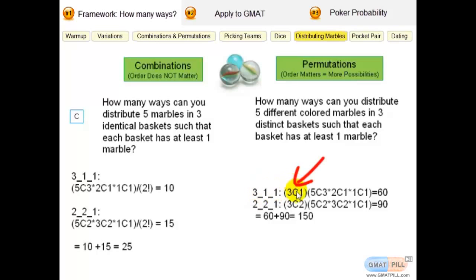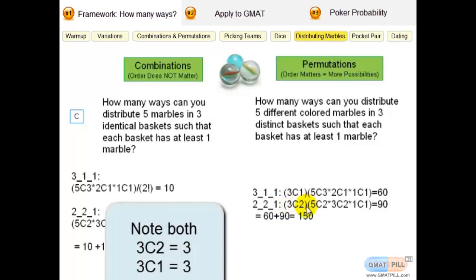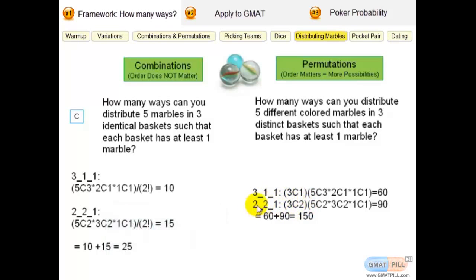So there are 3 possibilities there. That's 3 choose 1. And you do the same for the 2, 2, 1. In this case, 3 choose 2 also equals 3. But it's basically saying you pick any of these 3 baskets to have 2 marbles each. So those 2 things are the main differences.